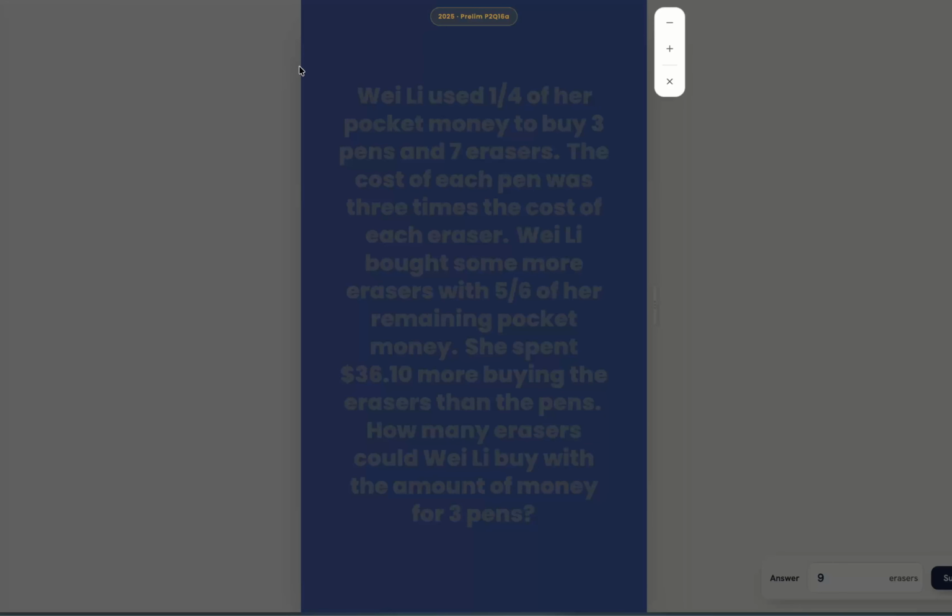Question 16, part A. Weili used 1/4 of her pocket money to buy 3 pens and 7 erasers. The cost of each pen was 3 times the cost of each eraser. Weili bought some more erasers with 5/6 of her remaining pocket money. She spent $36.10 more buying the erasers than the pens. How many erasers could Weili buy with the amount of money for 3 pens?